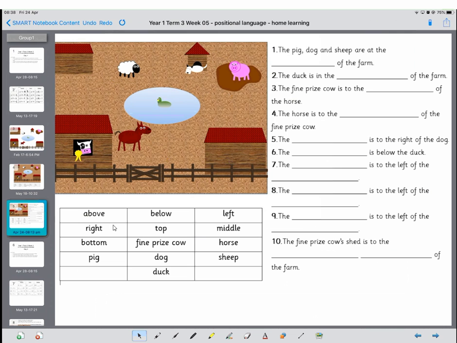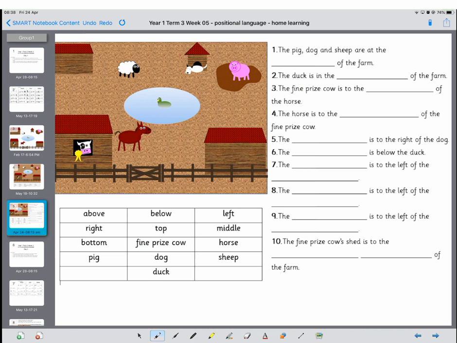Okay, so you've got the map of the farmyard, you've got the vocabulary again. And now what you need to do is read each one of these questions and use either the vocabulary or the animal to say what's missing in each sentence. So we've already done the first one together. The pig, dog and sheep are at the... that's right, they're at the top of the farmyard. So you would write top on your whiteboard. So grown-ups, pause the video now, and when you're ready, start it again, and we'll go through the answers.